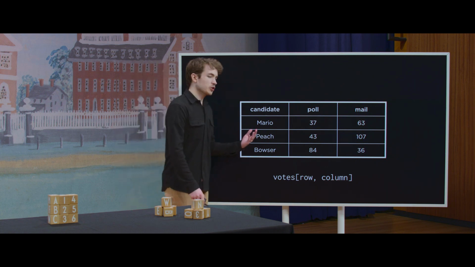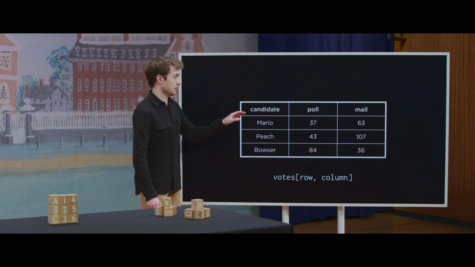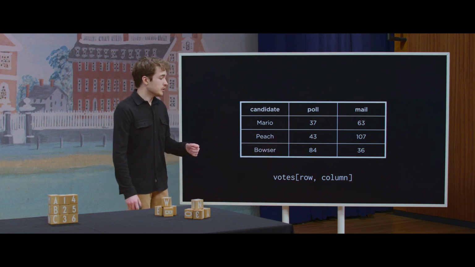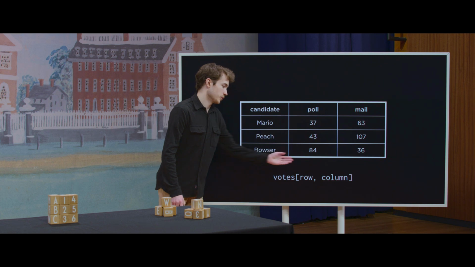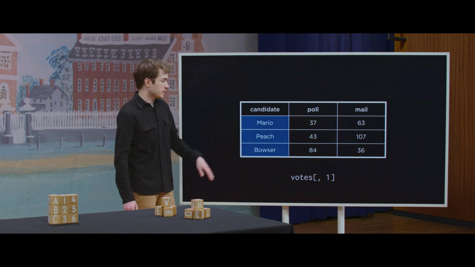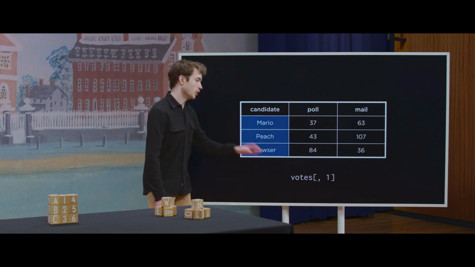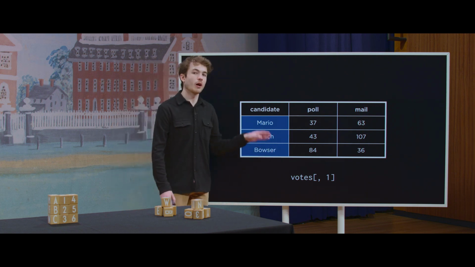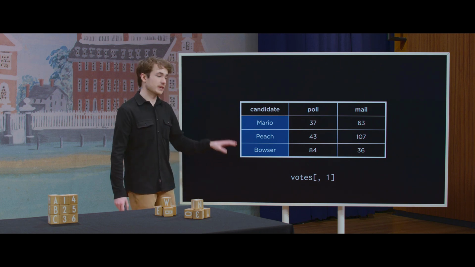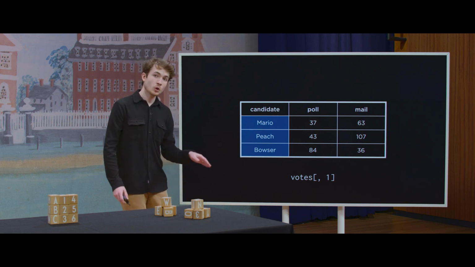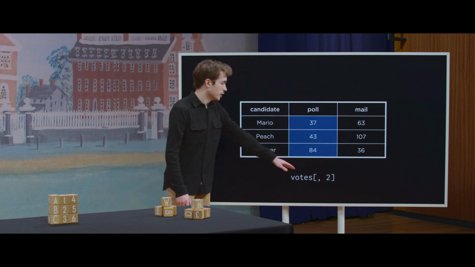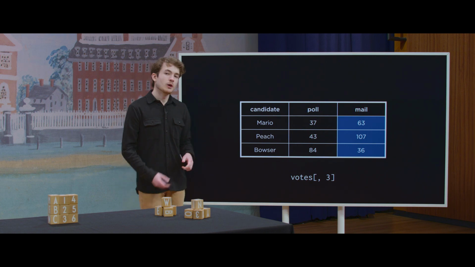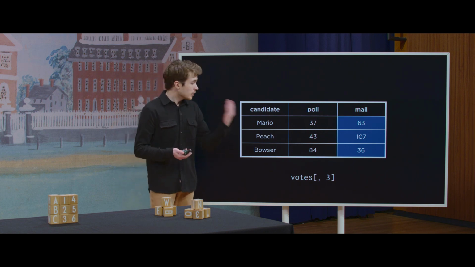But more often, you want to access not just one particular value, but all the values in a column or all the values in a row. And to do that, you can simply omit one or the other, the row or the column value. So here, to access all the candidates, I could type votes bracket comma space 1, omitting the row number, but only supplying the column number, the first column here. That will give me this list of Mario, Peach, and Bowser. What if I wanted the poll numbers? Well, I could do votes comma 2, and that would give me 37, 43, 84, and same for male, but now with number 3. So let's try it in R.